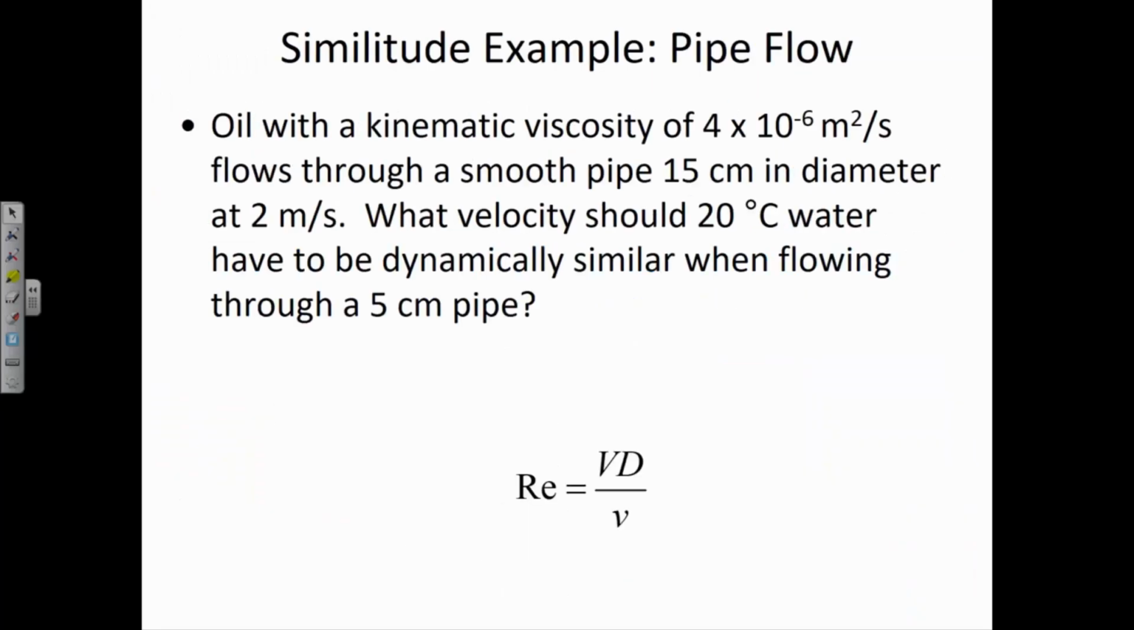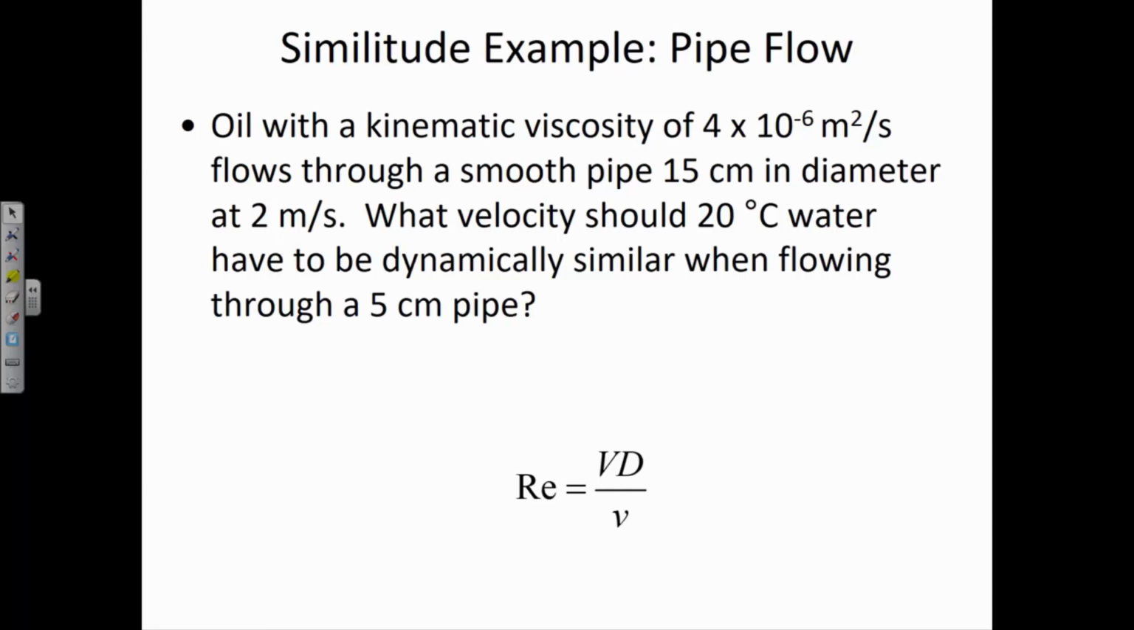Okay. Well, let's consider a similar case. This is going to be a little bit more complicated, though, because we want to simulate oil flowing through a pipe with water flowing through a pipe. Here we have water flowing through a smooth pipe that has a 15 centimeter diameter, and it's going to be going at 2 meters per second. So that's going to be out in the real world.